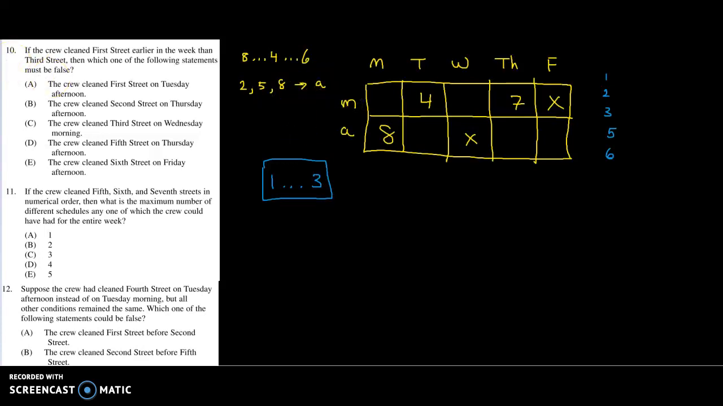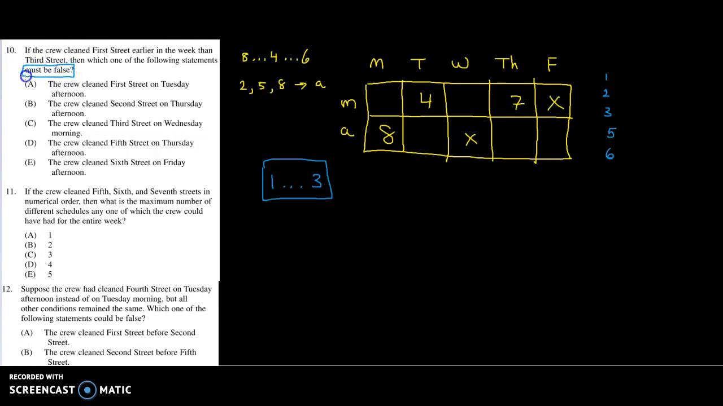Now, what we got in 10 is an extra bit of information, another rule. It says, if the crew cleaned 1st Street earlier than 3rd, then which of the following statements must be false? Let's unpack this. That means in the blue, we have a new rule: 1 has to come earlier or behind 3. So now we basically have this sketch to check and these 3 rules for our new scenario. All right, now it asks which one of the following statements must be false.